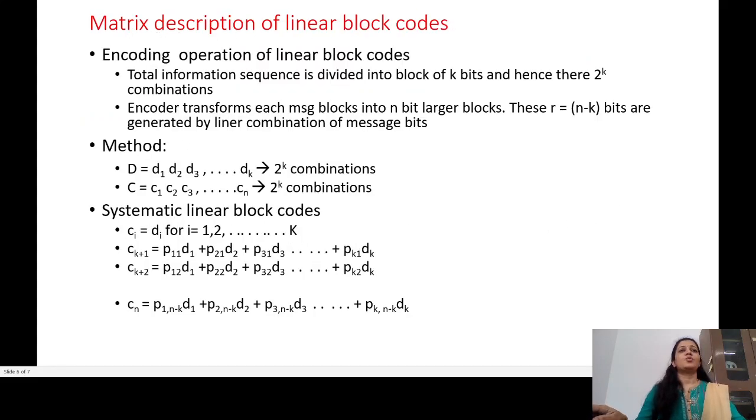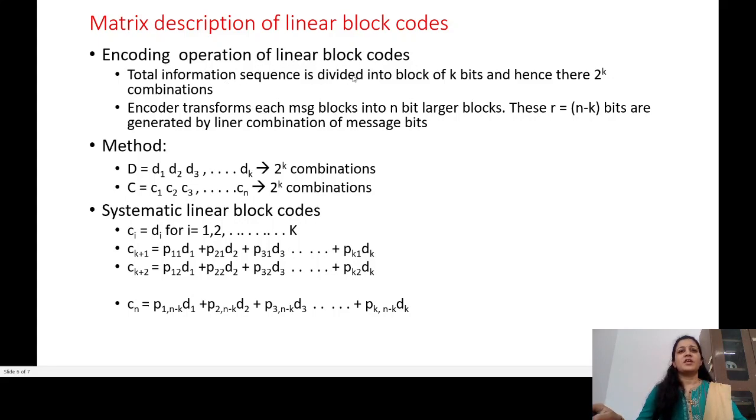Now we will see how to generate the code word with the help of matrix representation. Before I move on to the matrix representation, we will see how to generate the linear block codes. With the help of this generation, we can go for the matrix description. So, the encoding operation of linear block codes.